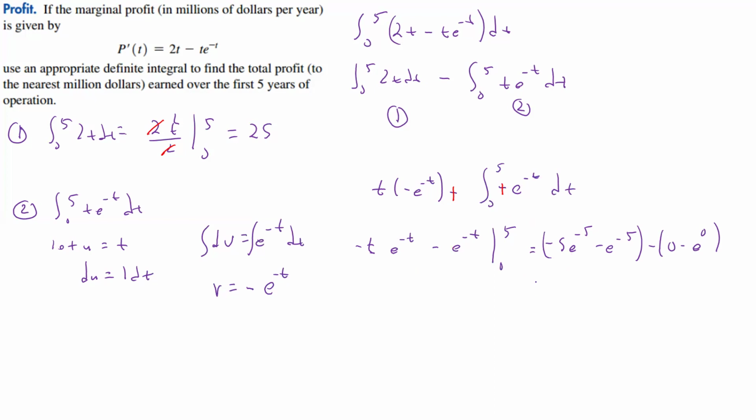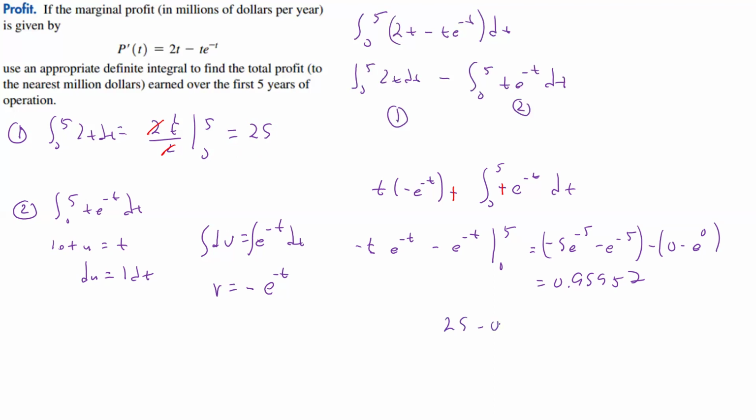Okay, so I'm just going to plug that into the calculator and figure out what I have here. I'm going to have a negative 5 e to the negative 5, and then parenthesis, minus e to the negative 5, and then plus e to the 0, which is just going to be a 1. And so I get all that done, and it looks like 0.95957.